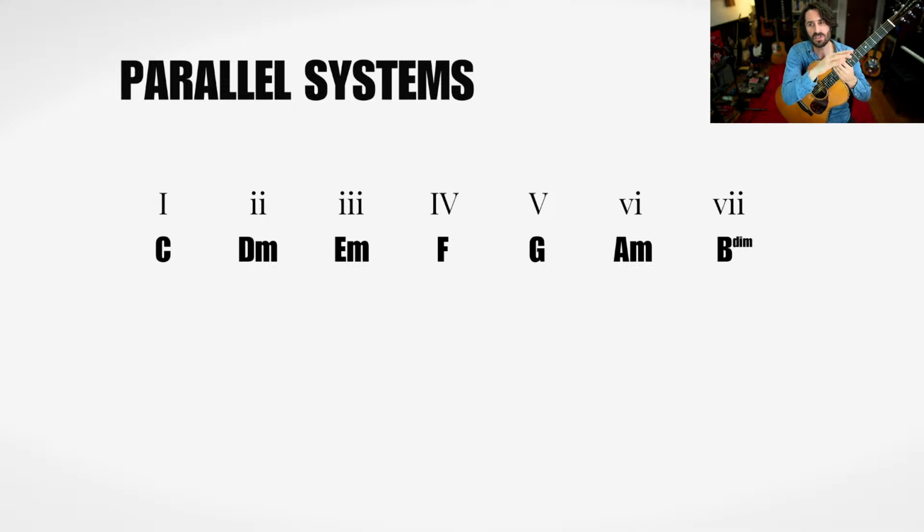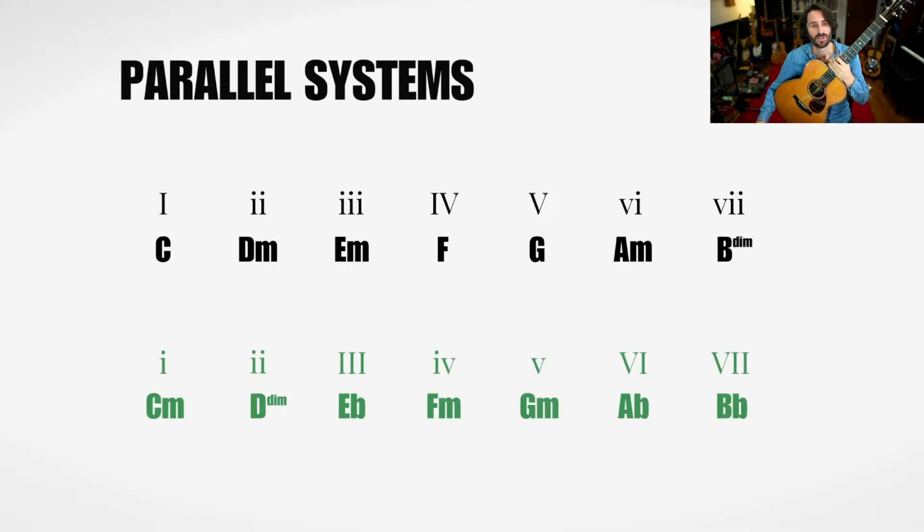So chords in the key of C are laid out left to right, 1, 2, 3, 4, 5, 6, 7. We've obviously got the 1, the 4, and the 5 as major chords. The 2, the 3, the 6, and the 7 are minor. What a parallel system is saying is, instead of looking at the chords in C major, we're now going to also look at the chords in C minor. So the chords laid out in C minor look like this. We have C minor, D diminished, E flat, F minor, G minor, A flat, and B flat.